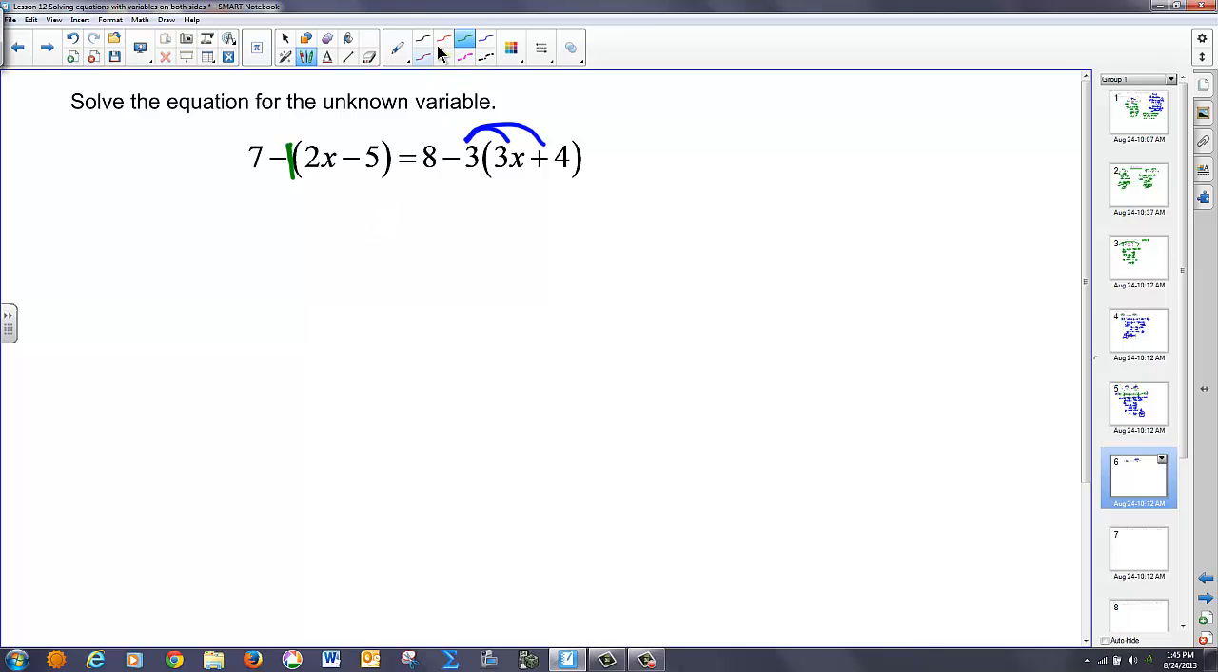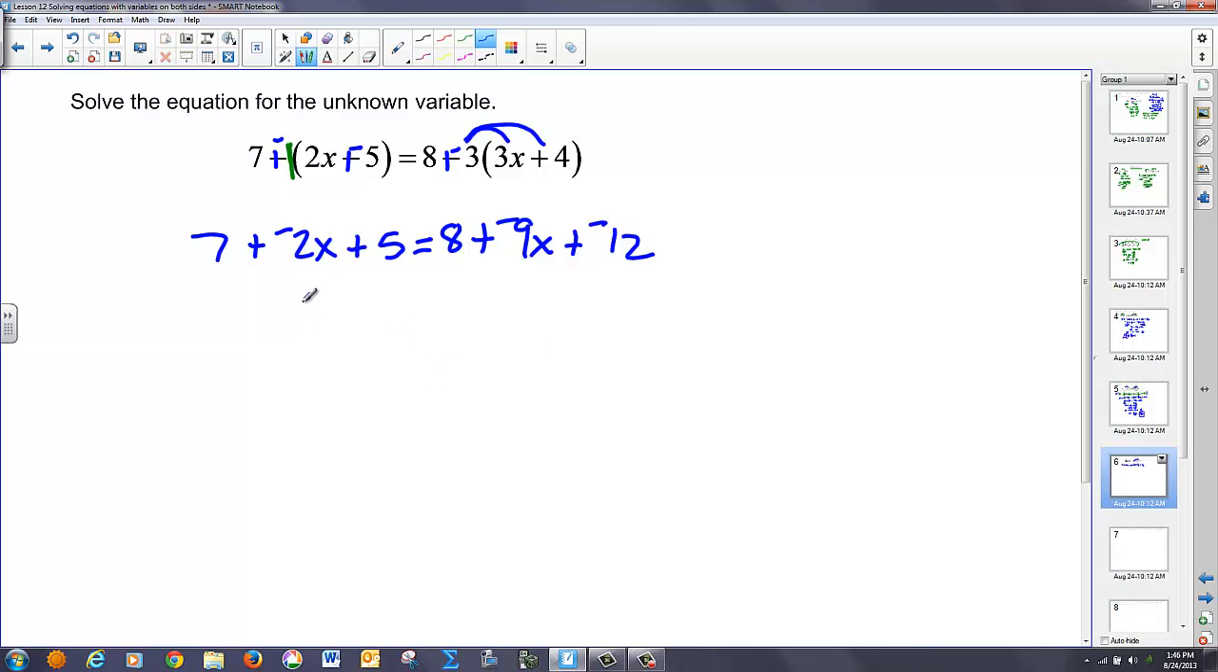And then I'm going to say, let's just take and add the opposite of that. So now we have a multiplication of -1 to that parentheses. So what I have is I have now 7, and -1 times +2x is a -2x. I see another subtraction, so I'm going to add the opposite again. And -1 times -5 is +5. There's a subtraction again, so I'm going to add the opposite. And I have 8, and -3 times +9x is a -9x, and -3 times a +4 is a -12.